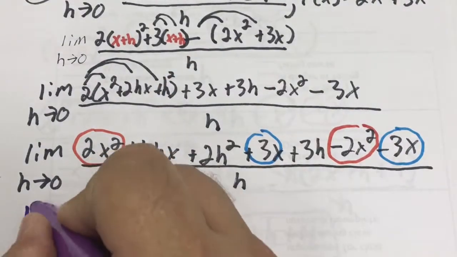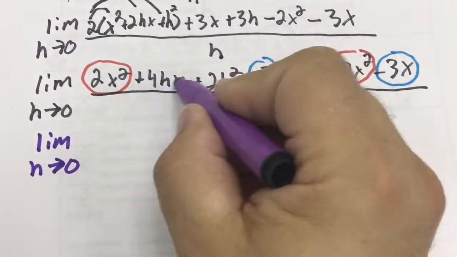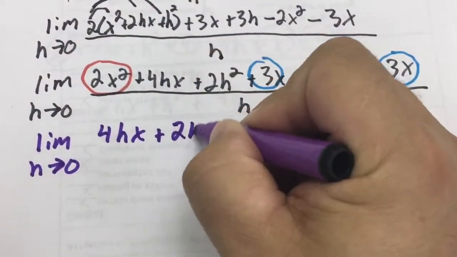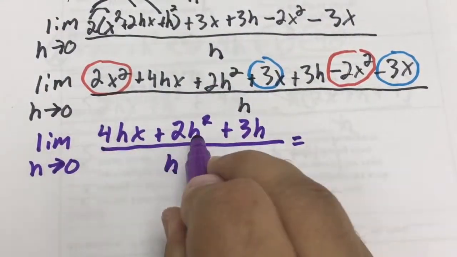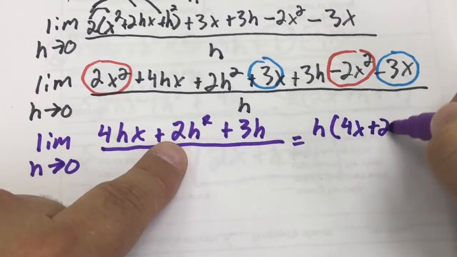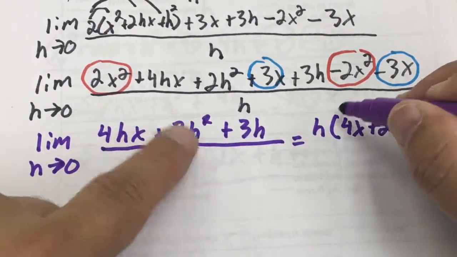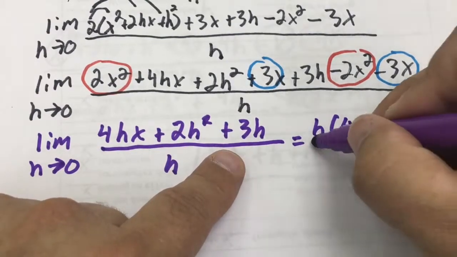I'm going to write the word limit again. Limit, as h approaches 0, of 4hx plus 2h squared plus 3h all over h. Now in this line, I'm going to simplify it. I'm going to pull an h out. So when I factor that h out, that will give me 4x plus only 2h. Think about it. H times 4 is 4hx. H times 2h is 2h squared, plus 3, because h times 3 is 3h, all over h.